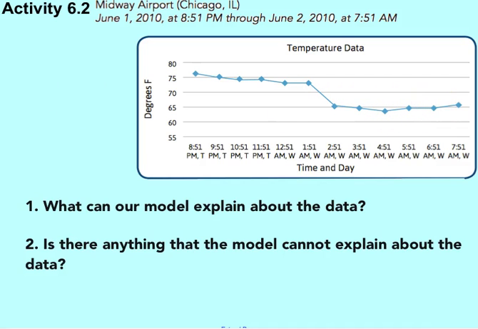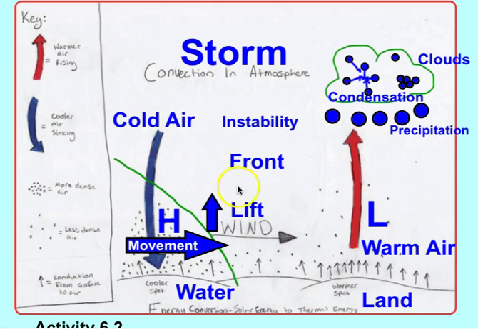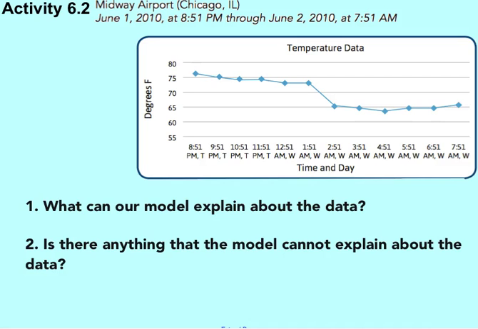So could our model explain that data? Well, could we have the warmer air, could a front have moved through, and over the course of an hour, we went from the warm air to the cooler air? Again, it doesn't have to be cold. When we talk about a cold front, it still might be 95 degrees, but it might be cooler than what it was. So when we look at this question, can our model explain the data? Absolutely. So what can our model explain about the data? You might have written, our model could explain the data.